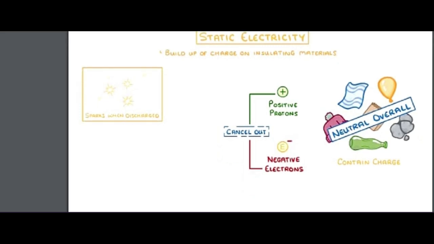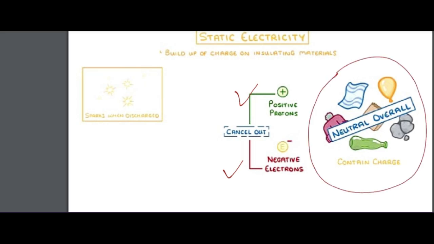Like this is a positive proton and this is a negative electron. All materials contain charge because they contain positive protons and negative electrons. Normally these charges cancel each other, which means that most materials are neutral overall. This is a plus and a minus, they are going to attract each other, and by their attraction they will cancel out each other. In that way, the material will become neutral overall. Okay.